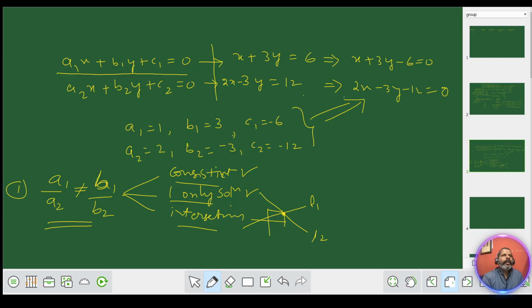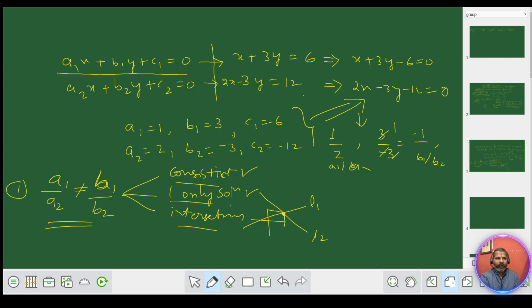Let's see how these look. Can we find a1 by a2 for this example? a1 by a2 is 1 by 2. What is b1 by b2? 3 by minus 3. That is again 1 by minus 1. This one is a1 by a2, and this one is b1 by b2.